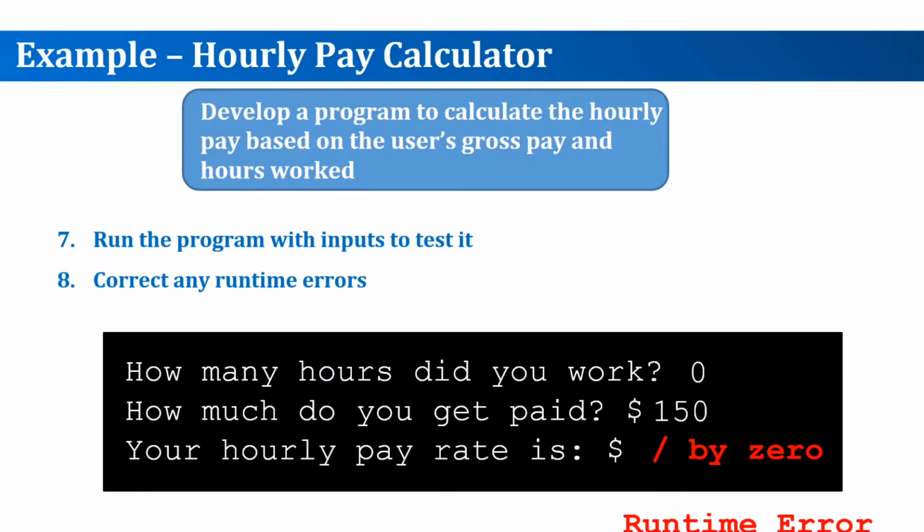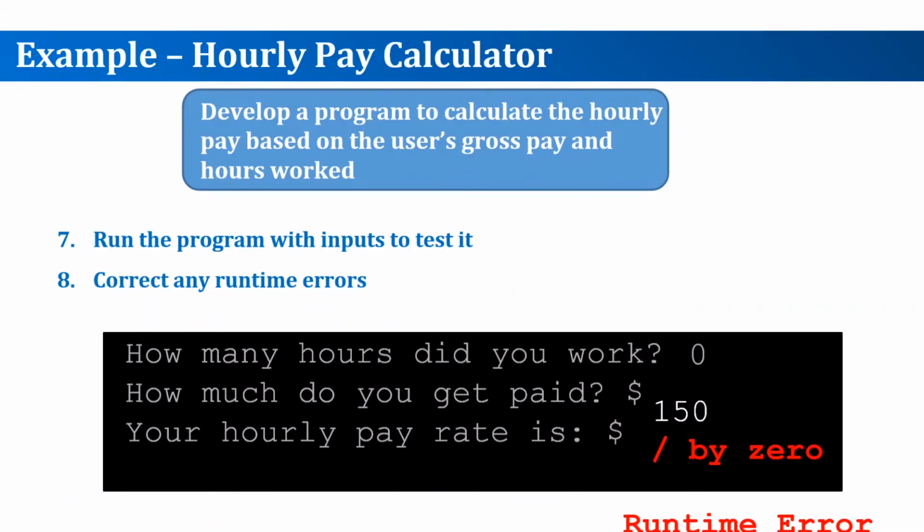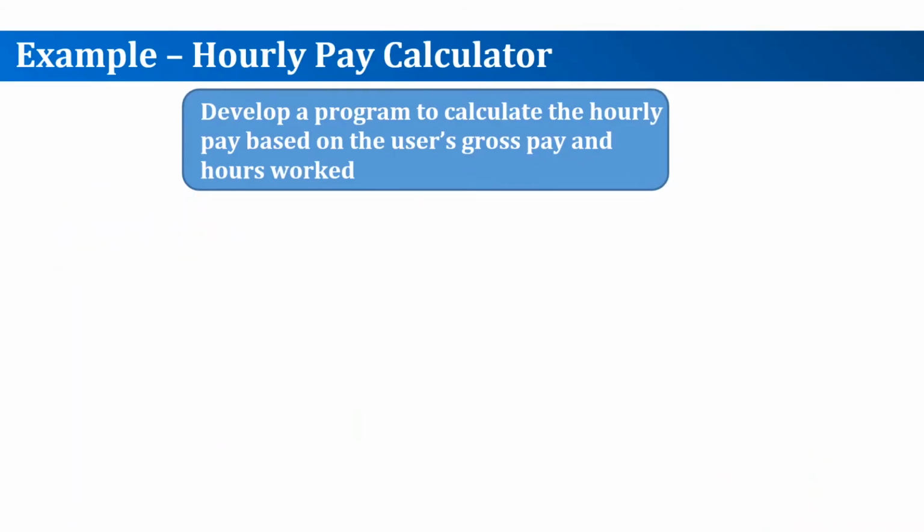So clearly our solution is not as good as we hoped for. We need to go back and fix it to check for the possible divide by 0 scenario. However, we will do that later to keep things simple in this video. The last step is to validate the results of the program.